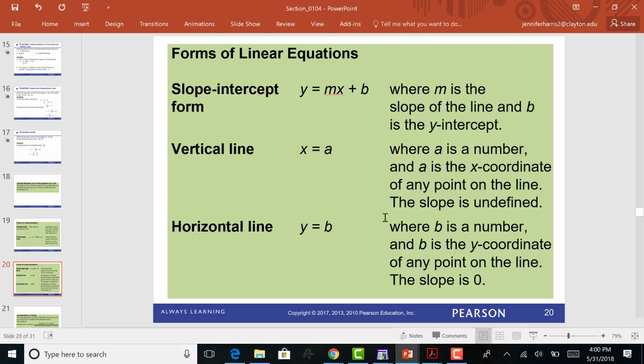What's the equation of the horizontal line? Is it x equals 3? It's y equals 3. Why is it y? Because it's on the y. It crosses the y-axis. Okay, so whatever axis it crosses and where it crosses is the answer.